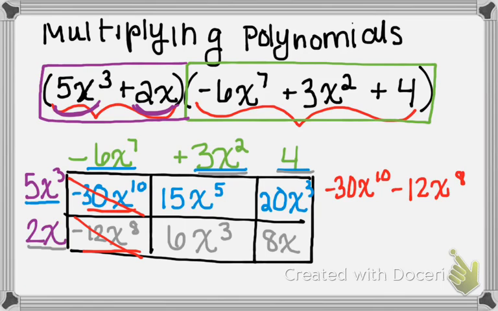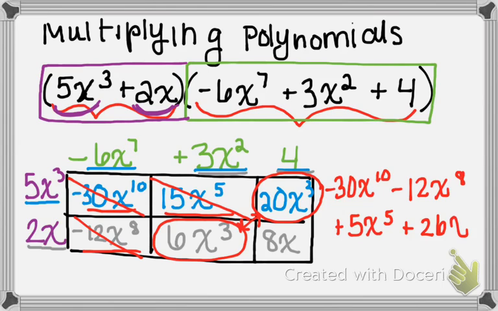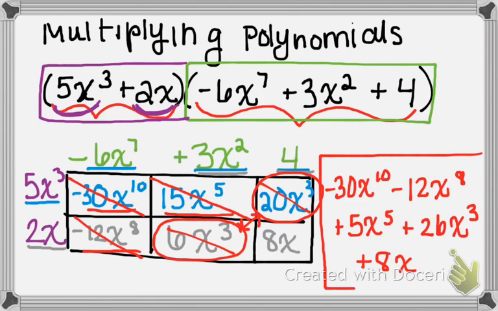Cross that out. The next one is to the 5th, so 15x to the 5th, it's positive, so it's going to be plus 15x to the 5th. And normally I would just write these all across, I'm just running out of space here. The next one is x cubed, and we actually have a 6x cubed and a 20x cubed, so I'm going to combine those together. So if we add those, we end up getting a positive 26x cubed. Cross those out, and then finally plus 8x. And that's our solution.